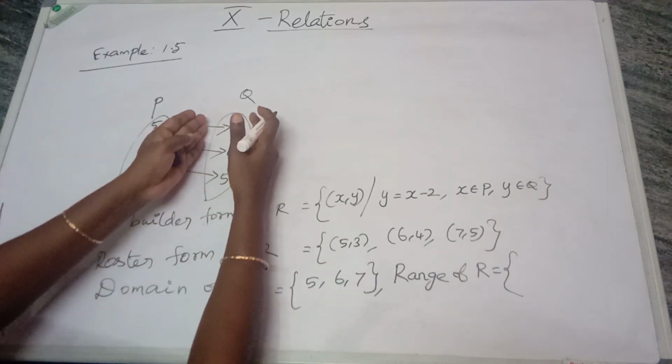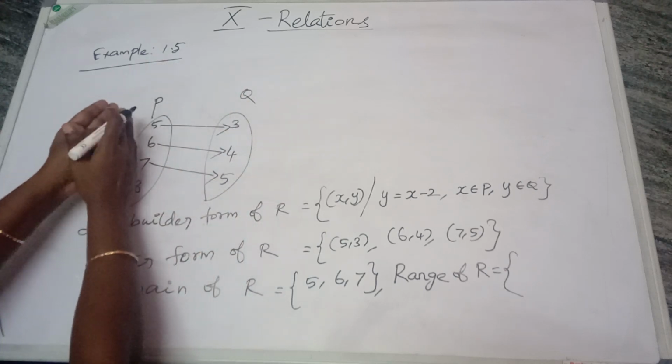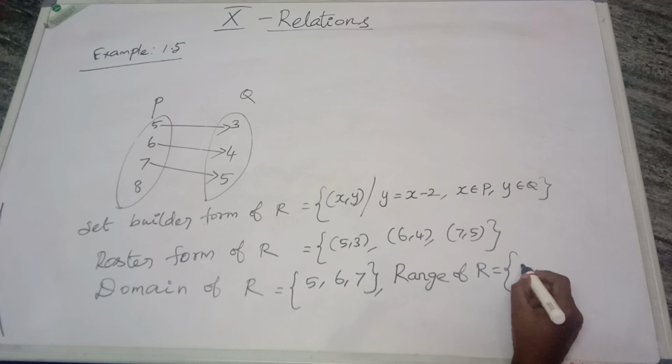Okay, so 3, 4, 5. These 3 elements have a relation from the first set. So the collection of these 3 elements is the range.